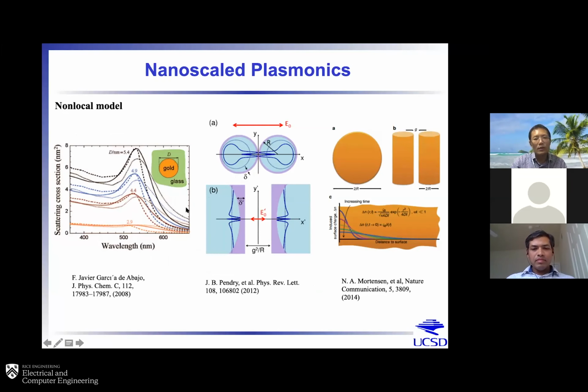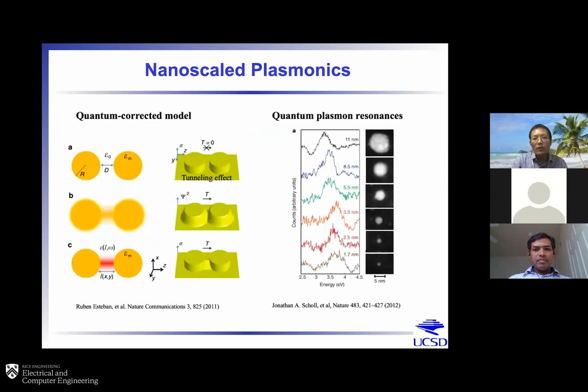I think Rice, Naomi Halas and Peter Nordlander are pioneers in the plasmonic field, and so many beautiful works have been done. In the previous work, people care more about the geometries, and you have the quantum corrected model and electron tunneling. When the particle gets small enough, you also have to do quantum plasmonic corrections and that type of thing.